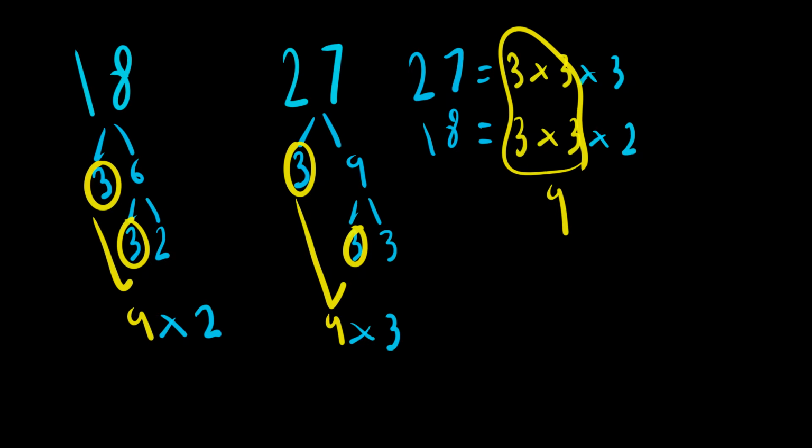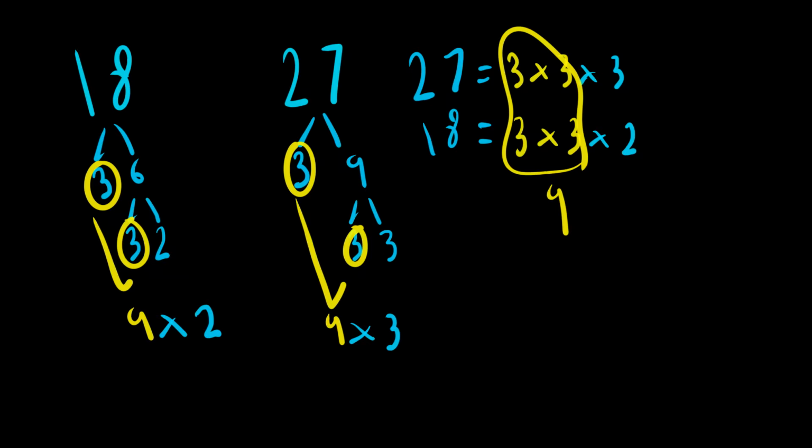Now, taking our numbers and branching them off using the factor tree, and then continuing to branch them off until we find our prime numbers, and then taking our common factors and multiplying them together, that is how we find the greatest common factor of the two numbers that we are trying to compare.